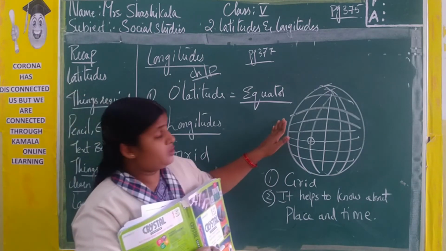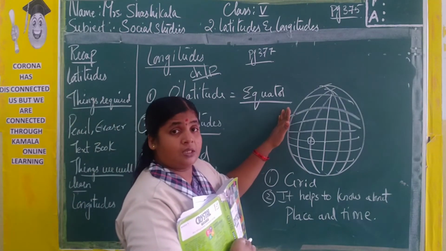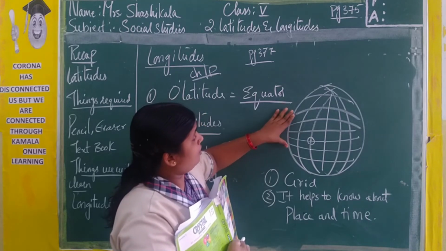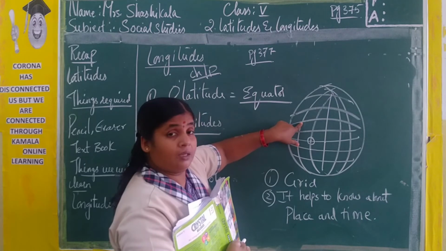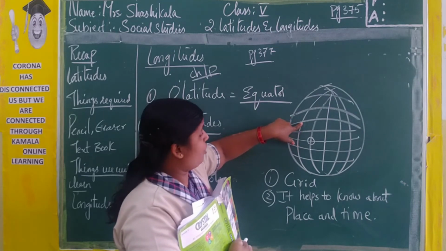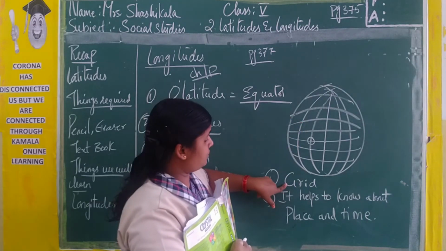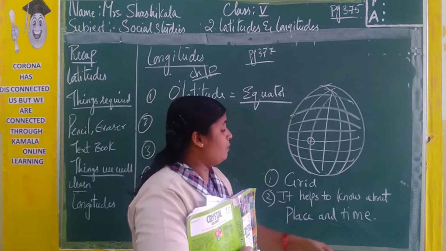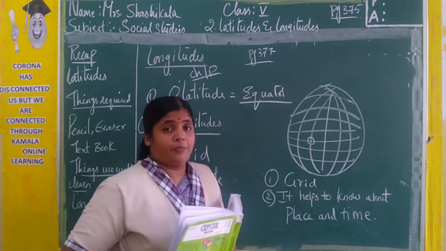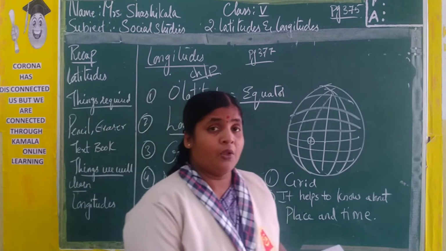And moving to the picture study, here the picture is about the earth, which is divided into the latitudes and longitudes, and the intersecting point is known as grid. So the first answer is grid. And how is it useful? It is helpful for us. It helps to know about the place and time. So with this we have done the lesson.